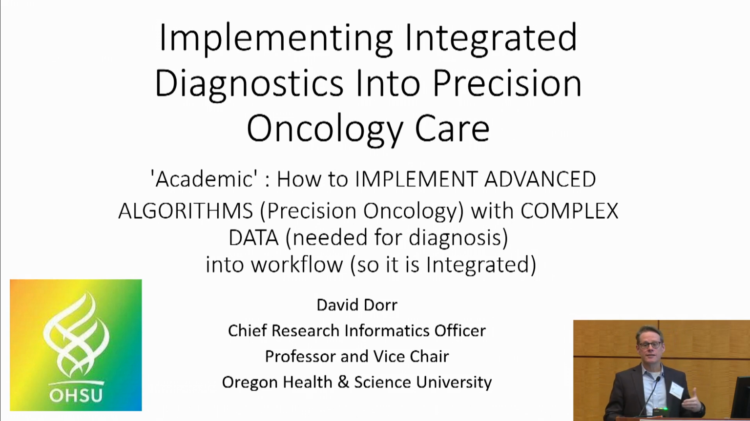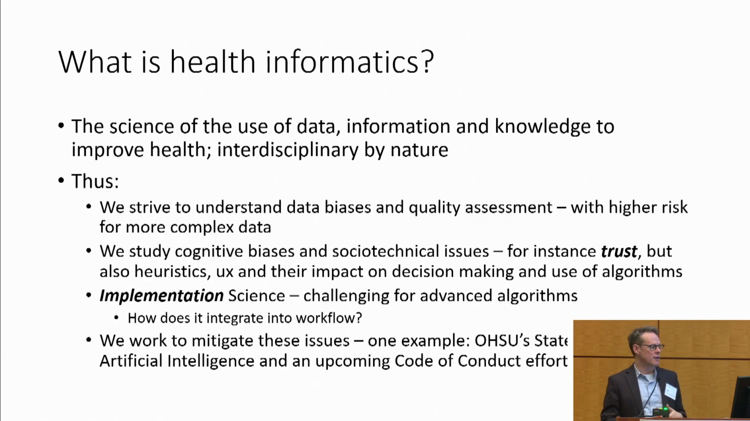I'm really going to talk about the messiness of the world and how cognition and the data and its limitations and biases ultimately affect our ability to be successful, and then how we have a science called implementation science that really can be applied here effectively.